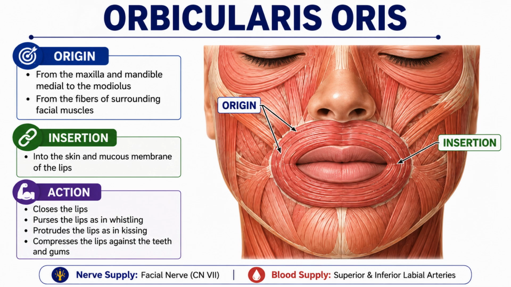Next one is the orbicularis oris muscle. It is the muscle which is famously known as the kissing muscle. It is the complex circular muscle surrounding the mouth. It forms the majority of the lips. It also controls the lip movements. It gets its origin from the maxilla and mandible medial to the modiolus. Modiolus is nothing but it is present in the angle of the mouth.